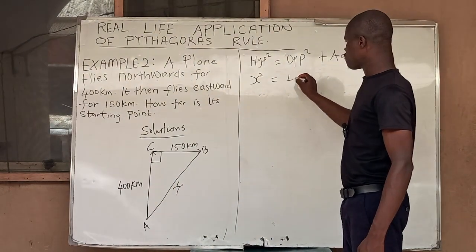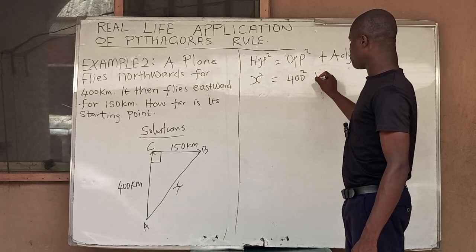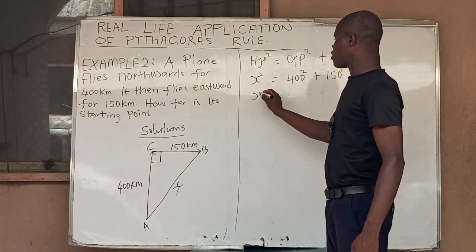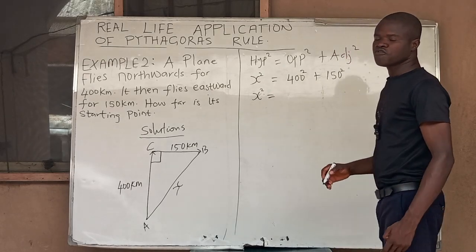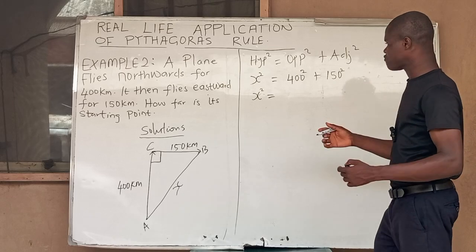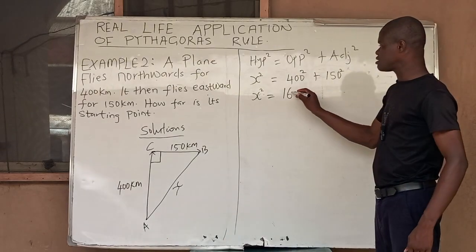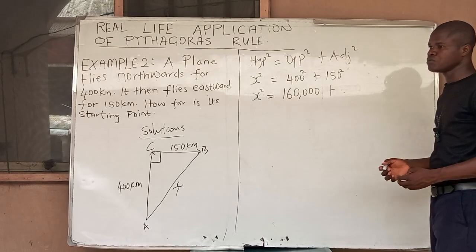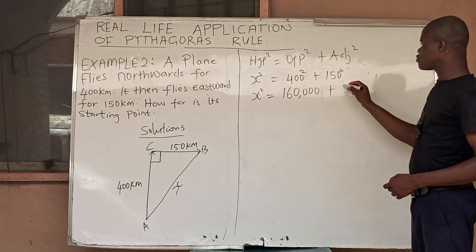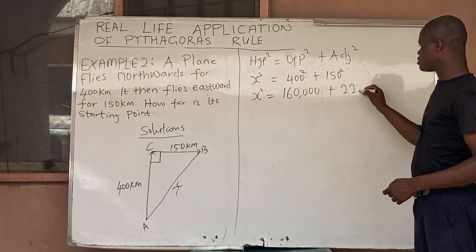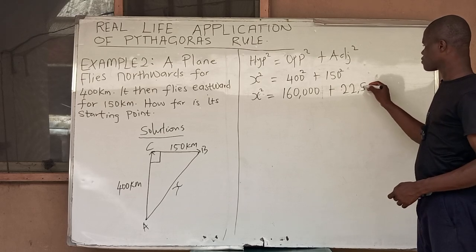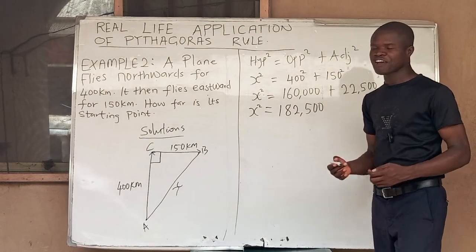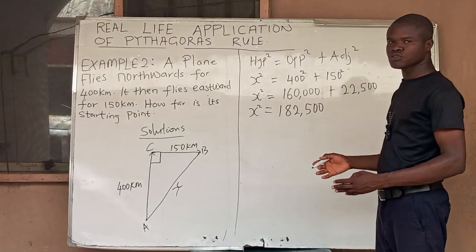We can say here 400 square plus 450 square. So x square is equal to 400 square, which simply means 400 times 400. That will give us 160,000 plus 450 square, which means 450 times 450. That will give us 202,500. Means that x square is equal to 362,500. So the next thing to do is to take the square root of both sides.